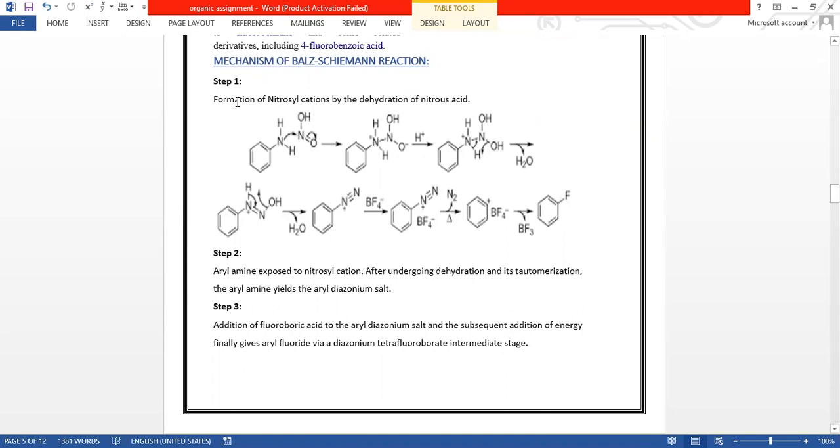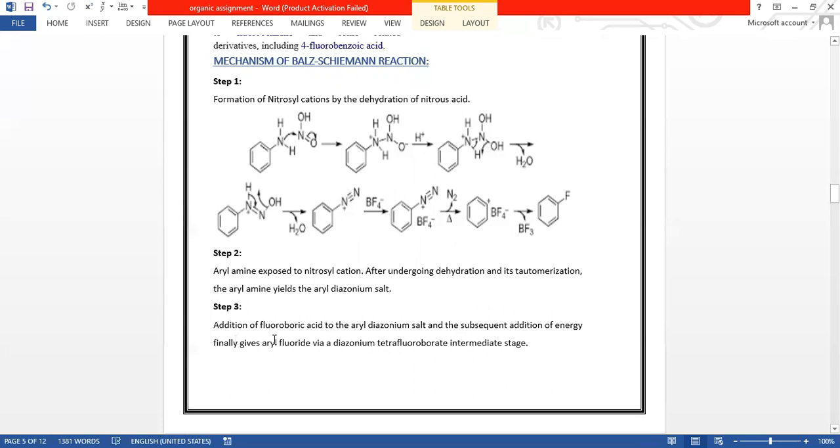In the first step, there is the formation of the nitrosonium cation by the dehydration of nitrous acid. This is the nitrous acid, and there is a dehydration of the nitrous acid so that we can get the nitrosonium cation. In the second step, the aryl amine is exposed to the nitrosonium cation. After that, we undergo a dehydration and there is a tautomerization, and the aryl amine yields the aryl diazonium salt. This is the diazonium ion.